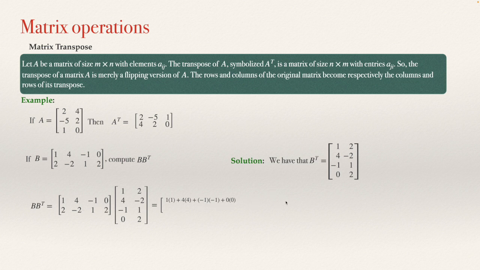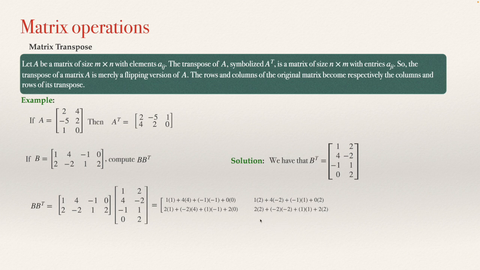In the first row, second column of this matrix result, it will be 1 times 2, 4 times -2, -1 times 1, and 0 times 2. I have typed it here. This element, second row, first column, will be 2 times 1 plus -2 times 4 plus 1 times -1 plus 2 times 0. And finally, second row, second column, 2 times 2, -2 times -2. Again, each number by itself.